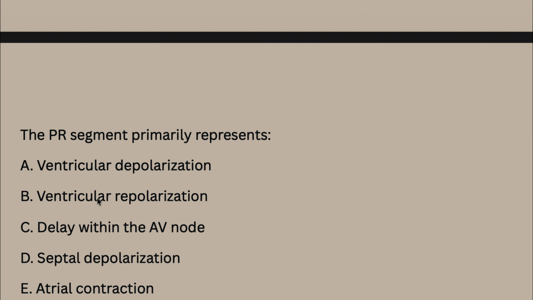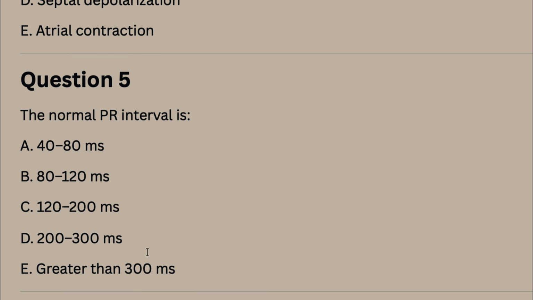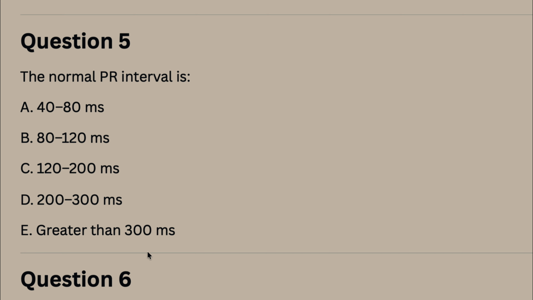So for that reason, the correct answer is C. And what does C say? C says delay within the AV node. Okay, let's look at question 5. But before we look at question 5, let's look at some clinical correlation to the previous one. If this delay becomes too long, the PR interval becomes prolonged, and one common cause is first degree AV block.